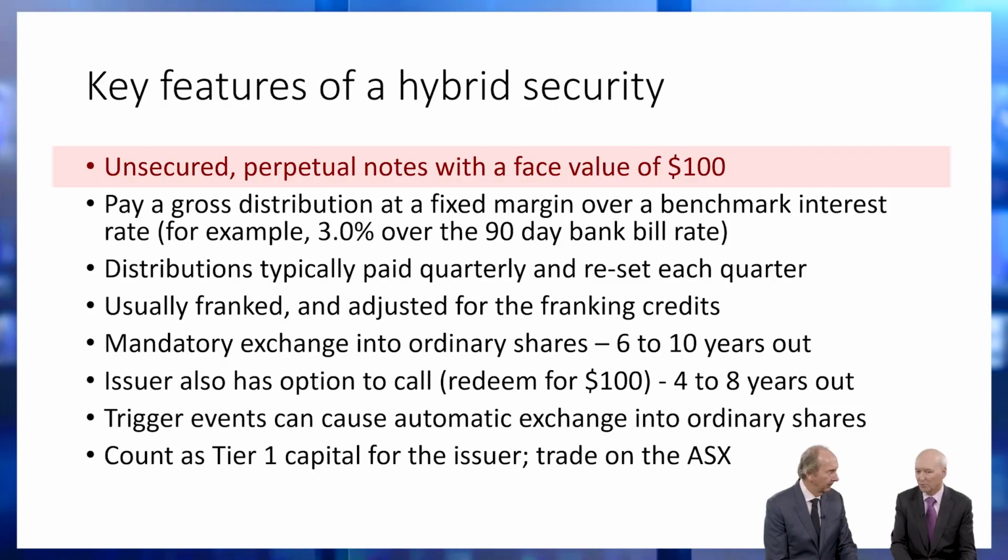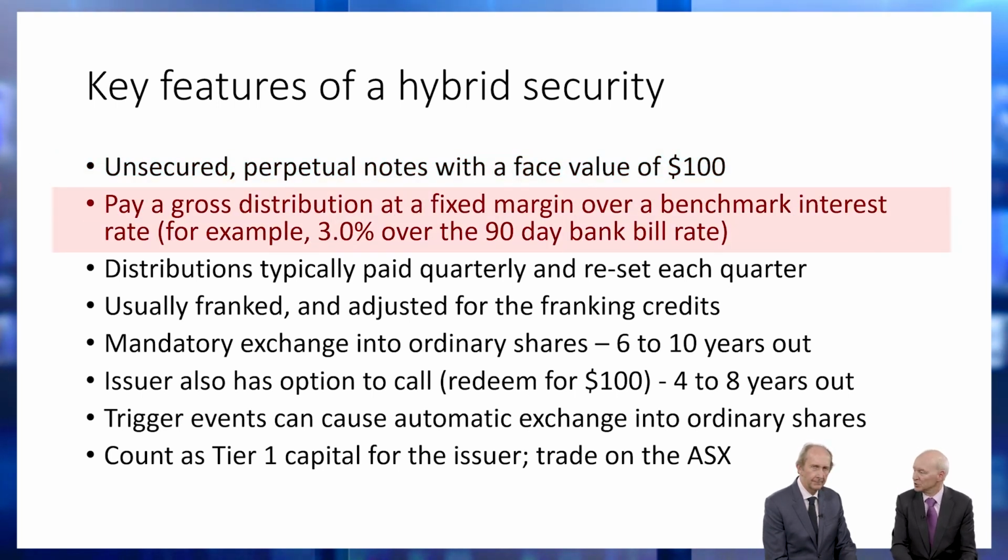Okay, let's go through the key features so people understand some of the unusual terminology associated with hybrids. Yeah, there's a bit of terminology here, so let me just go through this. It's an unsecured perpetual note. That means it could go on forever. That's what perpetual means, with a face value of $100. They pay a gross distribution at a fixed margin over a benchmark interest rate.